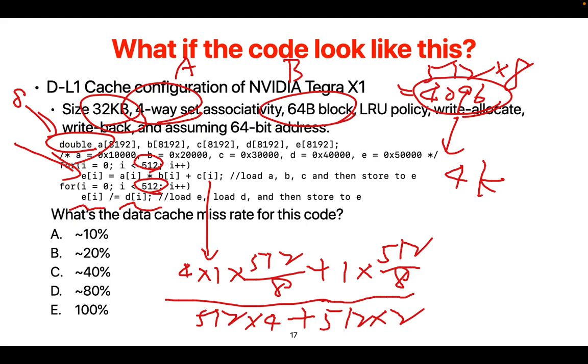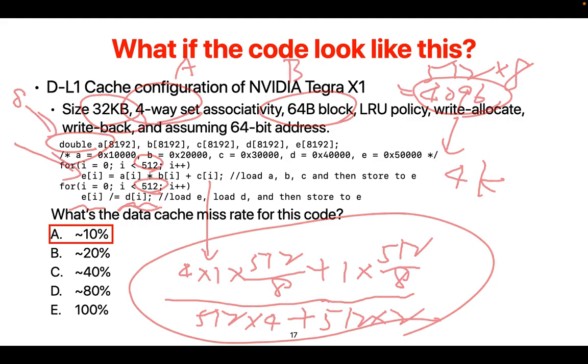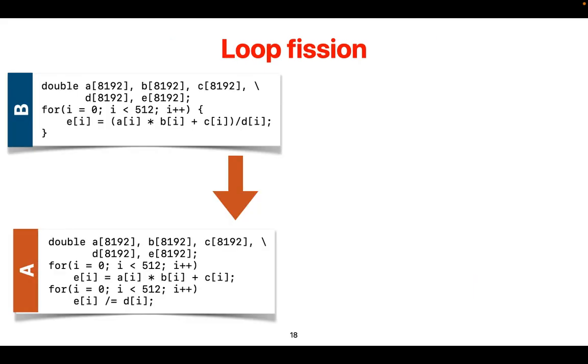So when you are traversing the second loop, only loading D will cause the misses, right? Once you get this, you will figure out it's close to 10%, from 100% to 10%. So this optimization is called loop fission, where we separate a single loop into two separate loops. That's called loop fission.